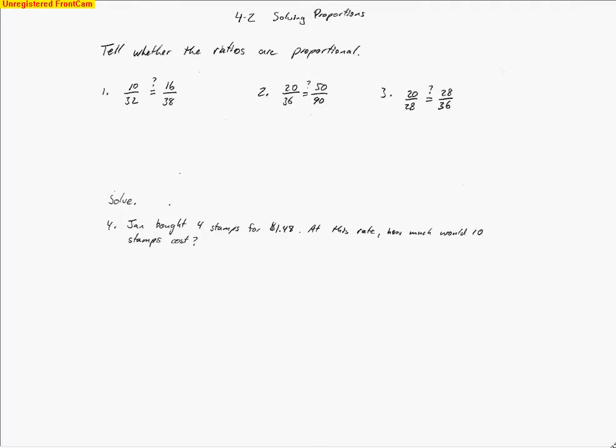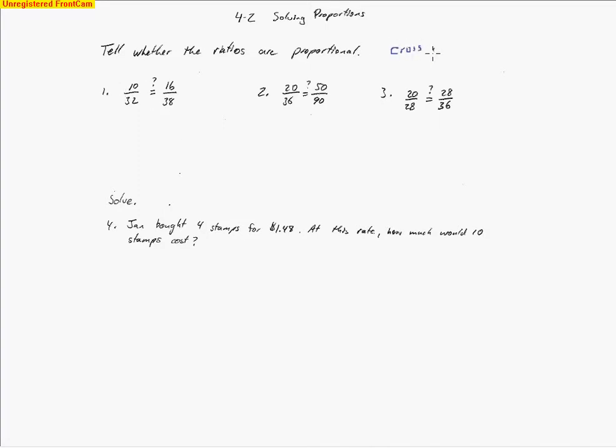This is the tutorial for Chapter 4, Section 2, Solving Proportions. Let's take a look at the first type of problem we'll end up seeing today. It asks us to tell whether the ratios are proportional. There's a couple different ways to do this, but one way is to use cross products. And so that's what we're going to end up doing today.